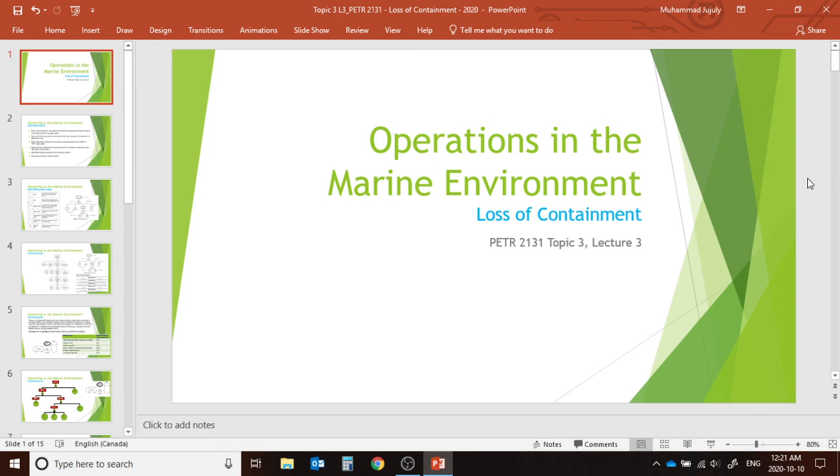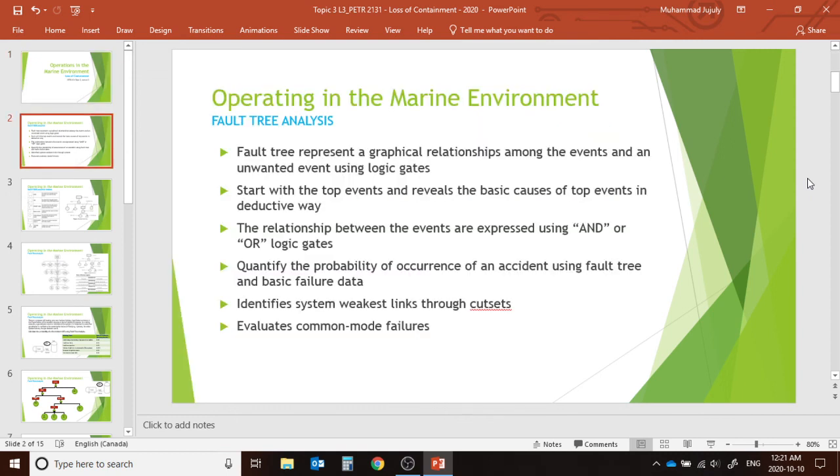This is the last lecture of topic 3, the loss of containment, and in this lecture we'll learn about fault tree analysis. As you already know, in the previous lecture we learned about event analysis, and we also went through several definitions. The definitions that we'll actually use here in fault tree analysis, and also in events, like what are the basic events, top events, etc.